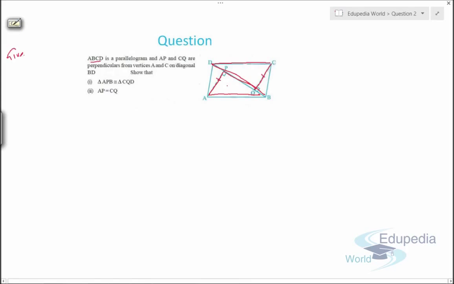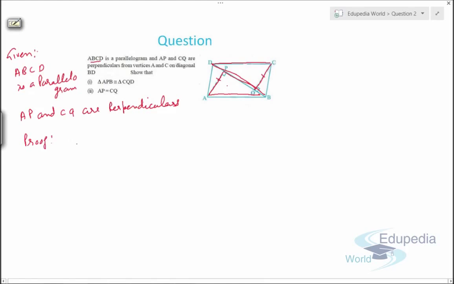First of all, we need to write the given. It's given that ABCD is a parallelogram and AP and CQ are perpendiculars from the vertices A and C on diagonal BD. Now let's discuss how we can prove this.